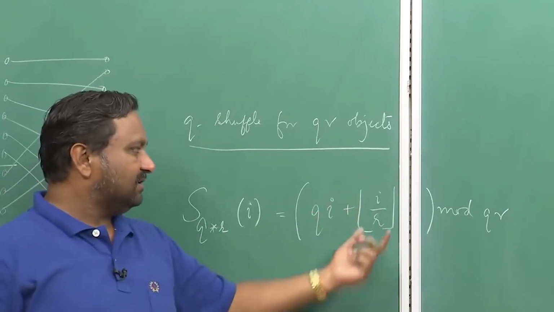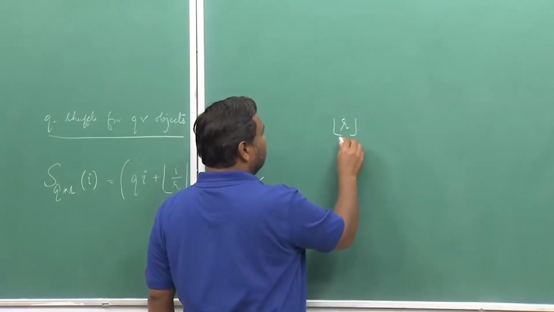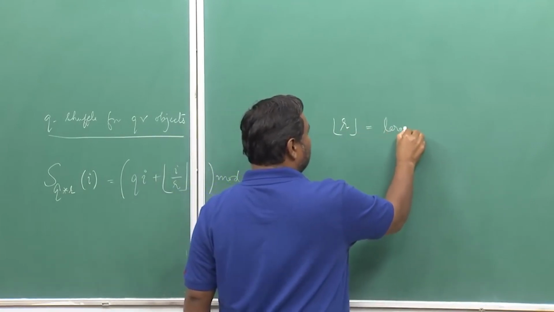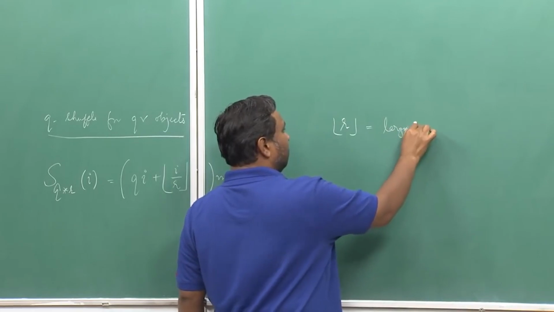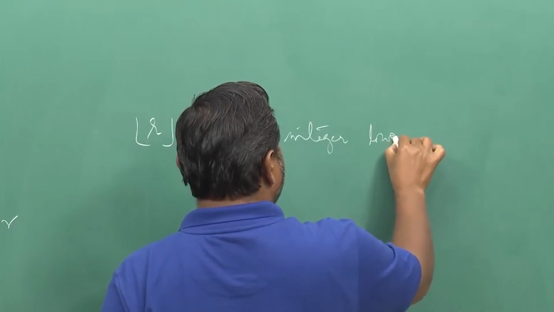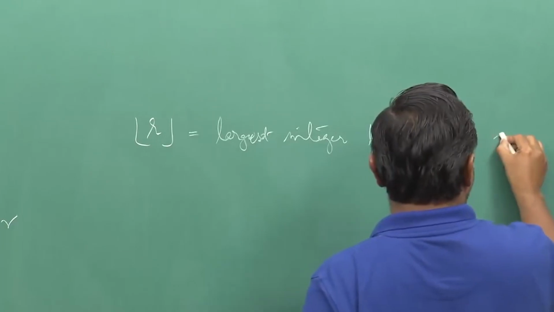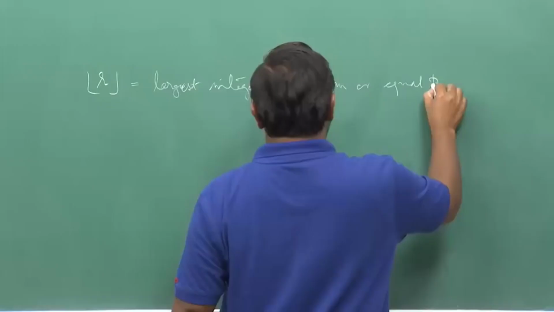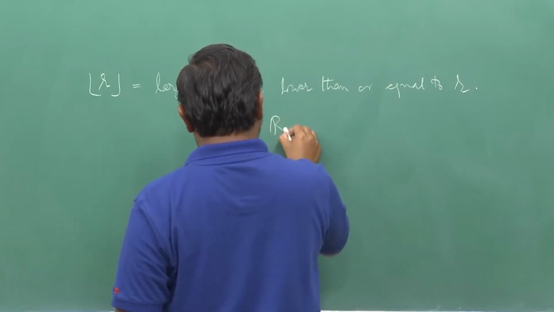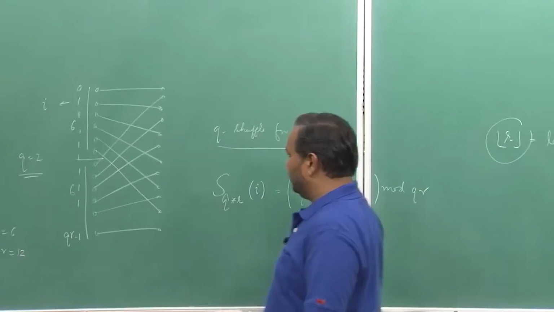This technically means that if you put in any real number and take the floor, it gives the largest integer lower than or equal to R, where R is a real number. Okay, that is a floor function. So that is what we have been using here.